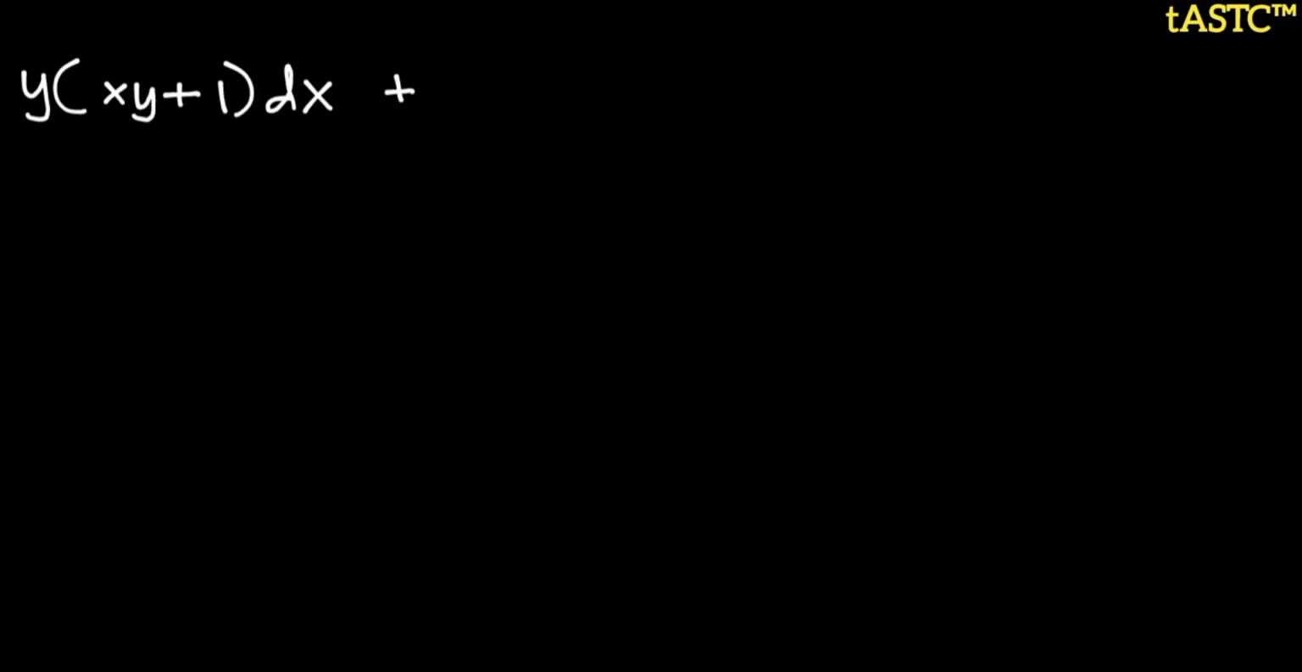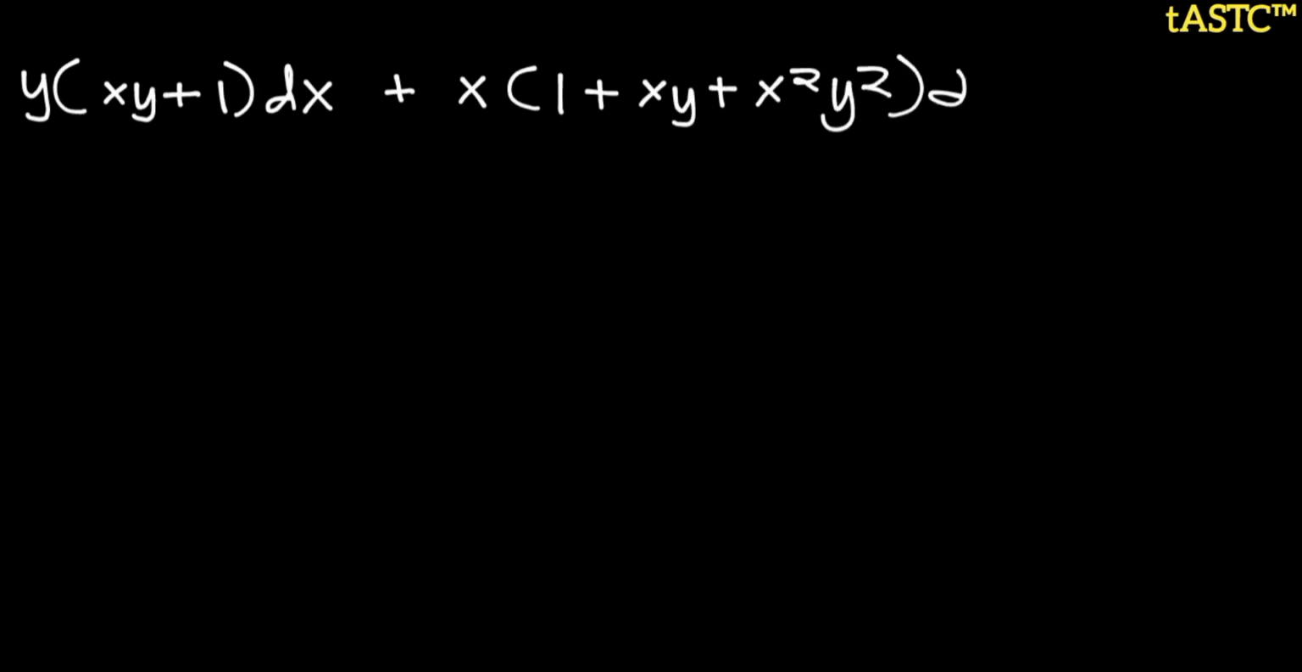Now here we're going to have an x, and that is multiplied by 1 plus xy plus x squared y squared. And here, of course, we're going to have a dy. All this is equal to 0. And this also works. We have x and we have a dy. So those are different variables, and they are completely equations of the form which we represented earlier on.